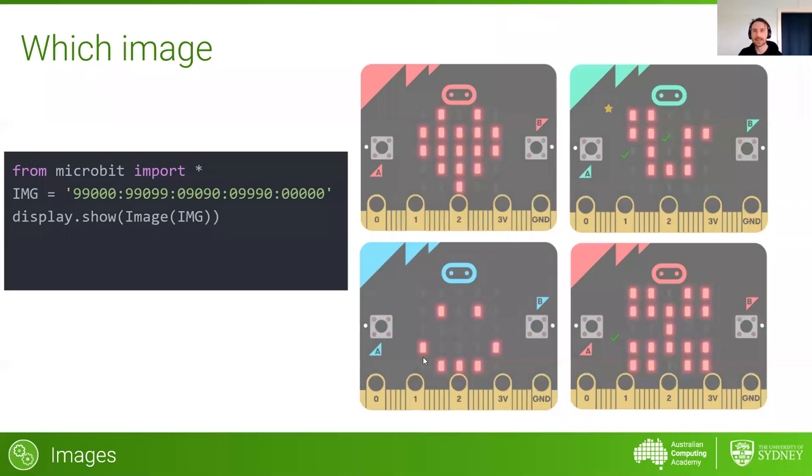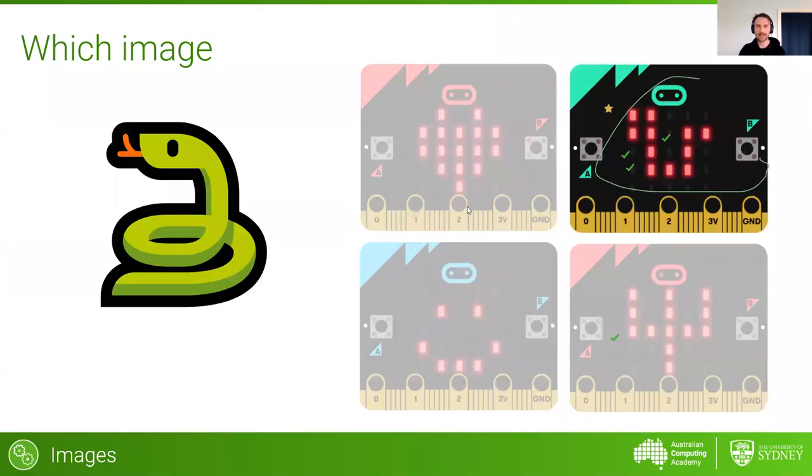Well, I think we can say it's not a happy image. Okay. All right, mostly I think we've got a bit of a consensus and you are all correct. It's the snake image. Well done. This is the snake emoji, or the Microsoft version of the snake emoji.